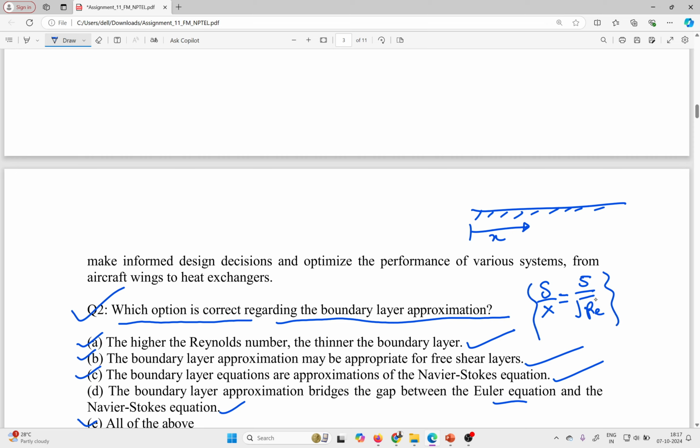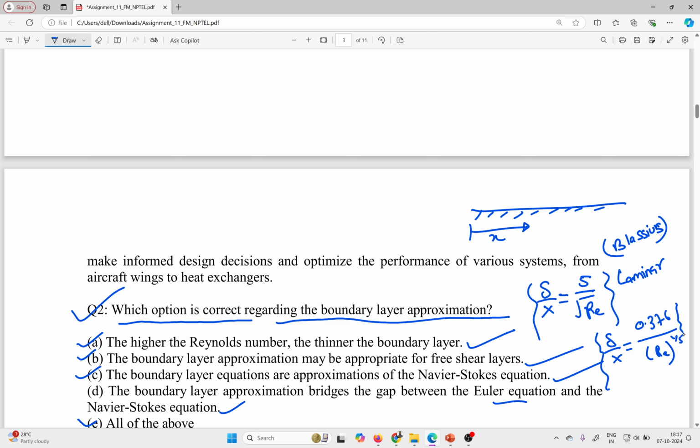This equation is for laminar flow as per Blasius. Next, for turbulent flow, he has given delta by x is equal to 0.376 divided by Re to the power 1 by 5.